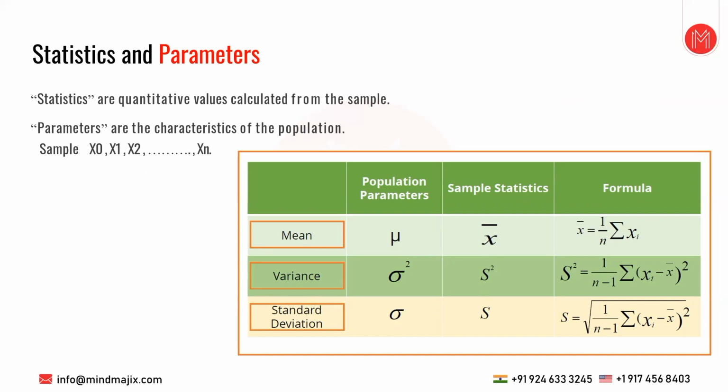And the third thing is the standard deviation. The standard deviation is a statistic that measures the dispersion of a data set relative to its mean, and it is calculated as the square root of the variance.